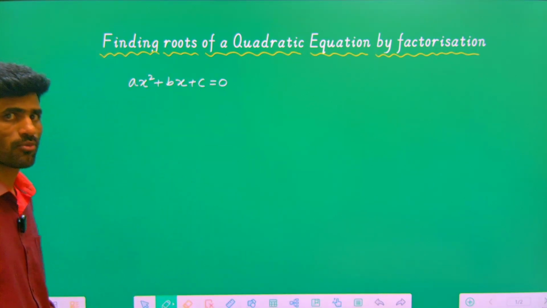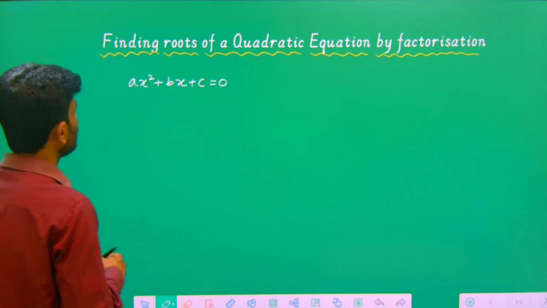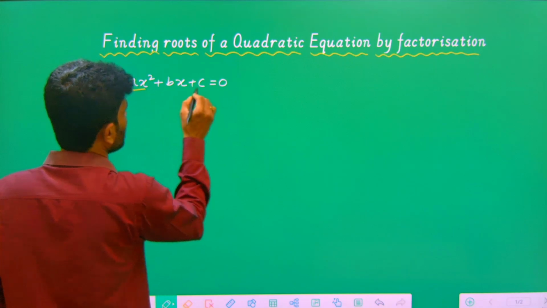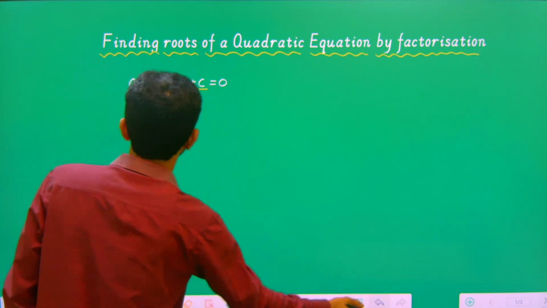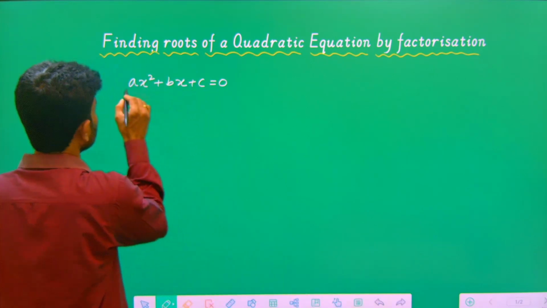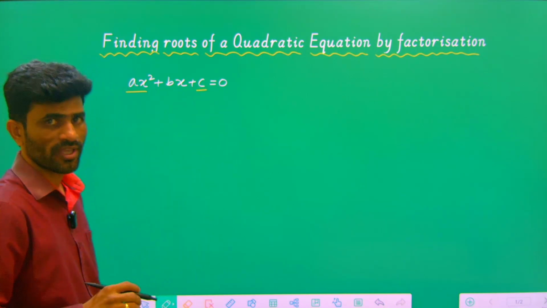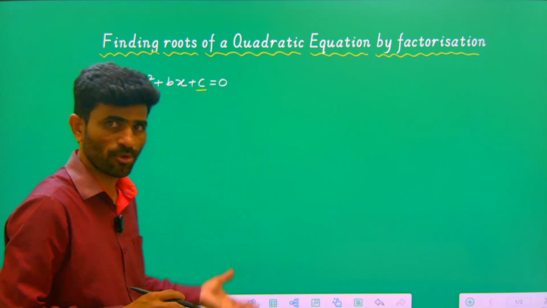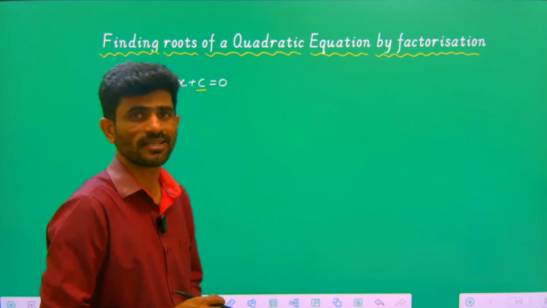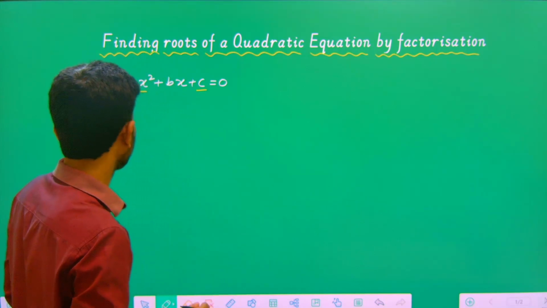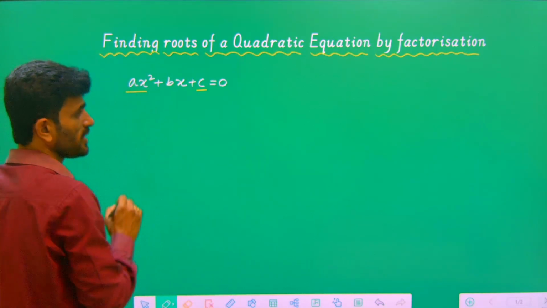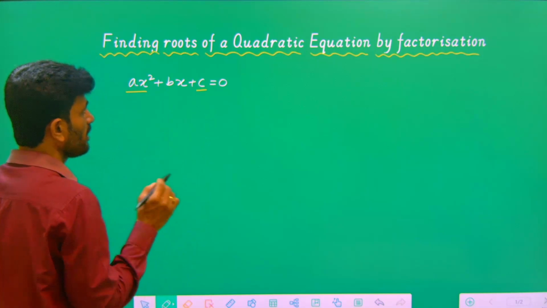So here is the procedure you have to follow. First we will take the first term and the last term. First term is ax square, last term is c. First we will discuss the general procedure, then we will discuss some example problems also, then you will come to know how to solve it. So first one is ax square and the last one is c.